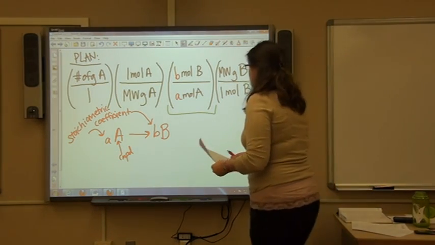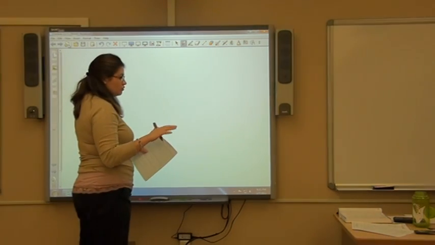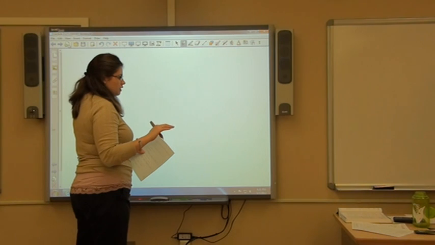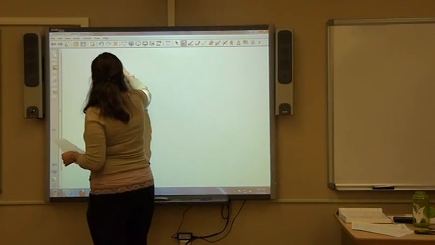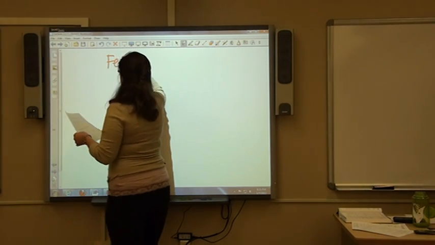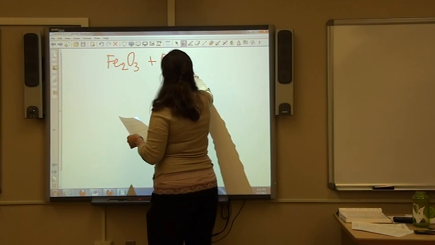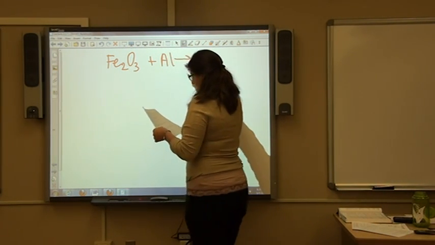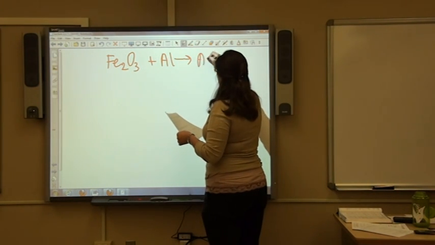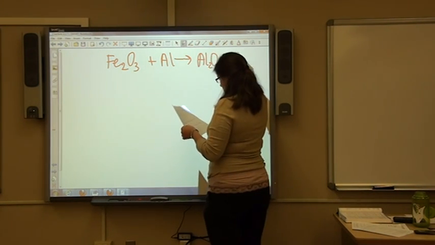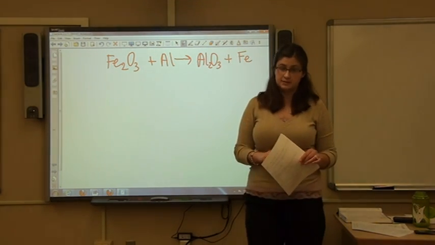Okay. For now, I'm just going to do a few examples that are not in your notes or in your book or on your homework. And then we'll do a few examples from that homework. Iron(III) oxide plus aluminum yields aluminum oxide plus iron. Balance this equation.